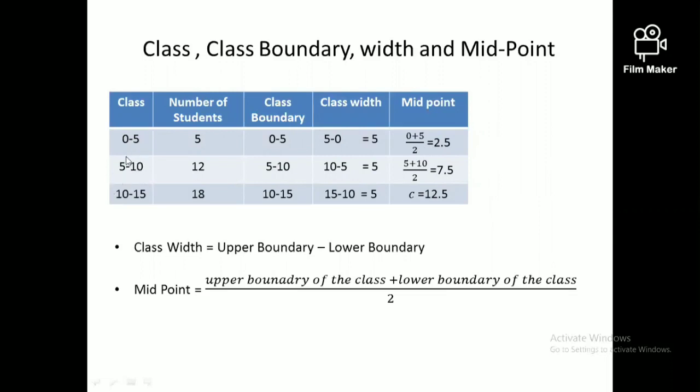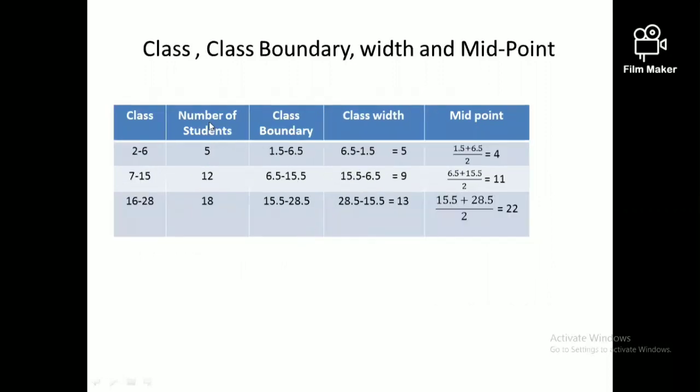Here 10 plus 5 divided by 2, that is 7.5. Here 15 plus 10 divided by 2, that is 12.5. That is the midpoint over here, right? Okay, that is the way of calculating the midpoint and the class width for certain class boundaries, right? For this case, when you consider the class width, initially you can see there is a difference. Here the class is 2 to 6 and this is 7 to 50.